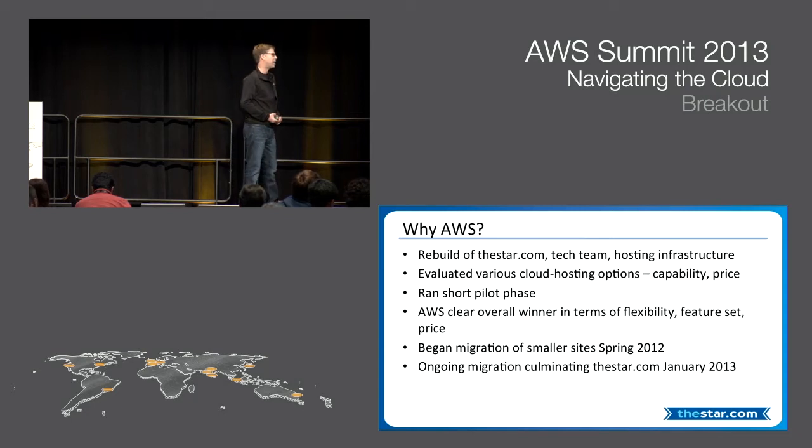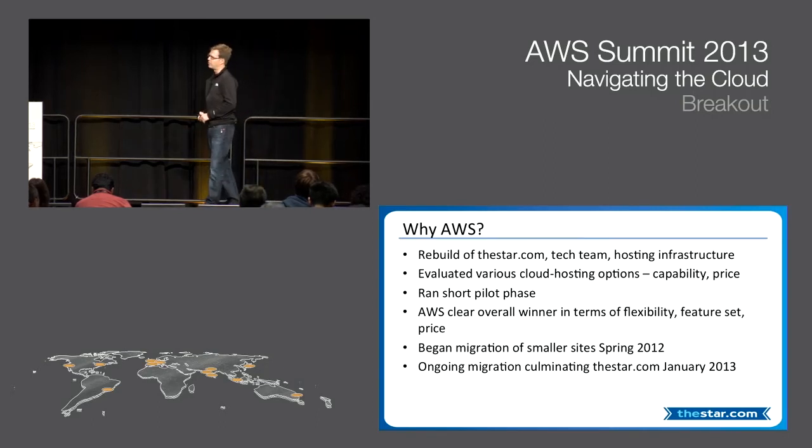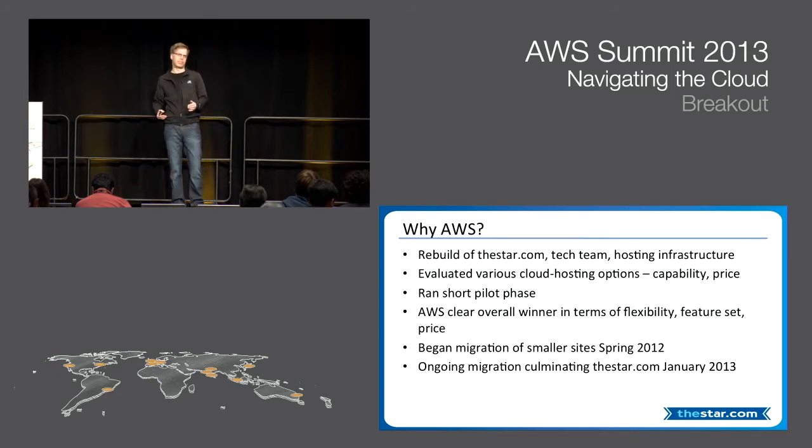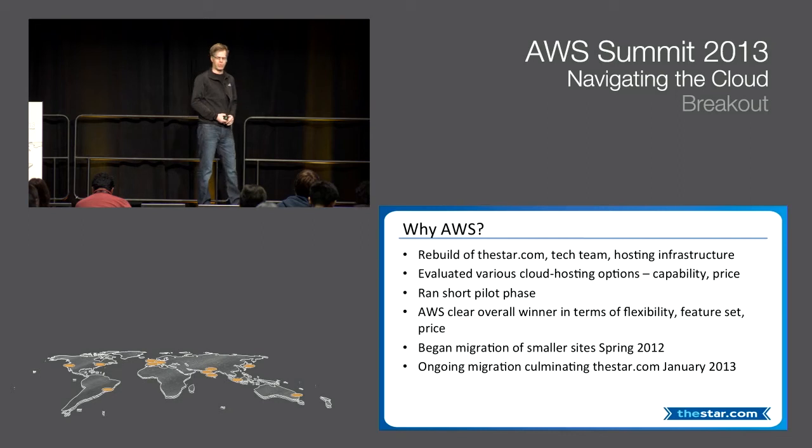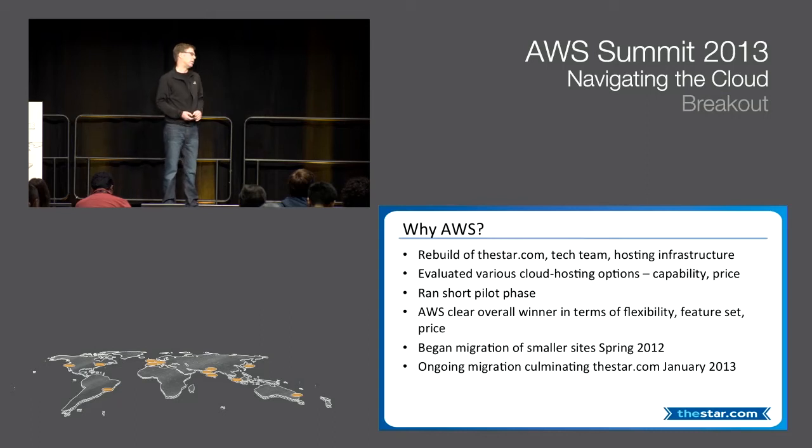At that point, we started to migrate some of our smaller sites, things like PHP-based WordPress sites, and tested out EC2, load balancers, et cetera. We did a little bit of work with CloudFront, but not very much. Over 2012, we scaled that up. We tested different sites, tested different technologies, and really got comfortable with what we could do with Amazon. That culminated, as I said, in January 2013, where we relaunched thestar.com within AWS.